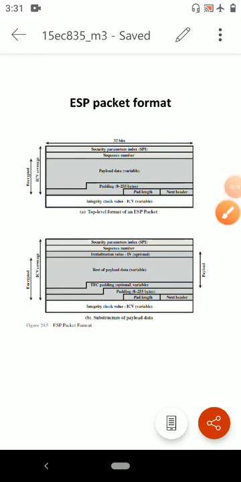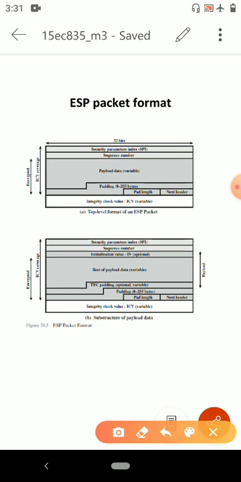Students, today I am going to discuss about ESP packet format. The full form of ESP is Encapsulating Security Payload. ESP can be used to provide confidentiality, data origin authentication, connectionless integrity, anti-replay service, and traffic flow confidentiality. The set of services provided depends on the option selected at the time of security association establishment and on the location of the implementation in a network topology.